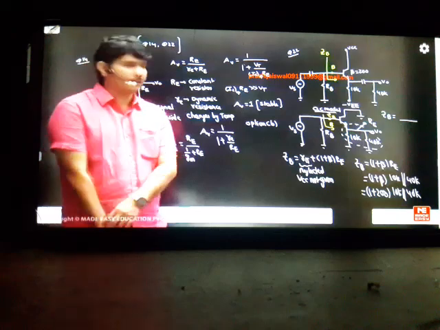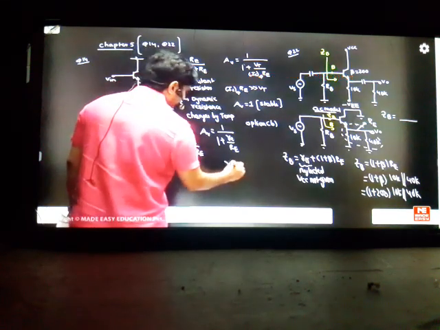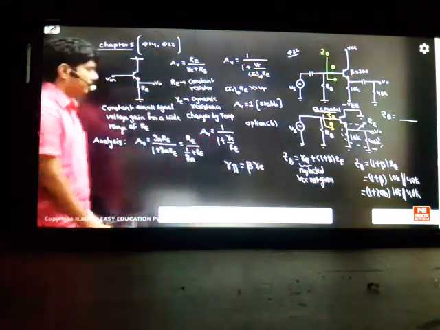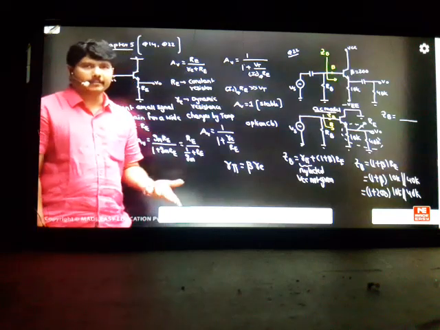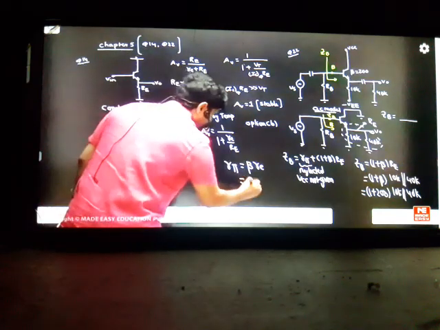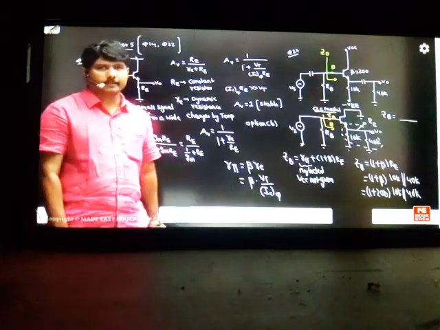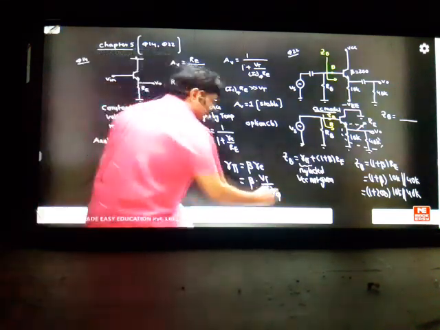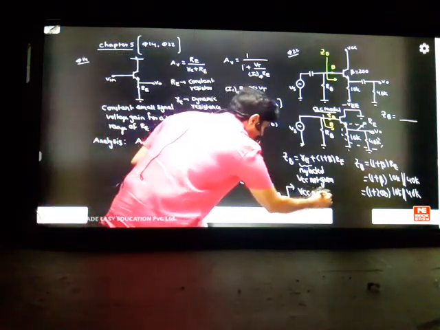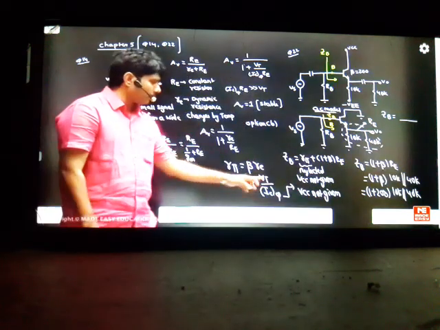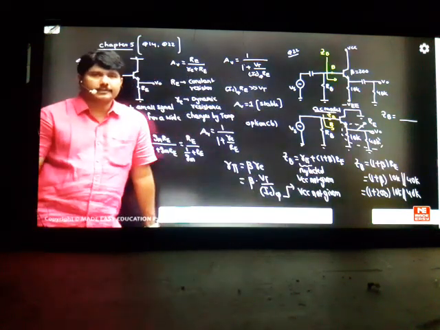Why do you keep asking, always in the subject? I have taught so many times that R pi can also be called beta RE. I said or not? R pi is always equal to beta RE. If R pi is not given, what do we do? Solve beta RE. But what is beta RE? VT by ICQ. Where does ICQ come from? It comes from the DC supply, right? From VCC biasing. He has not given biasing. VCC not given. If VCC not given, then use common sense. How do you solve this? So that has to go into your mind first. It should be injected into your mind.